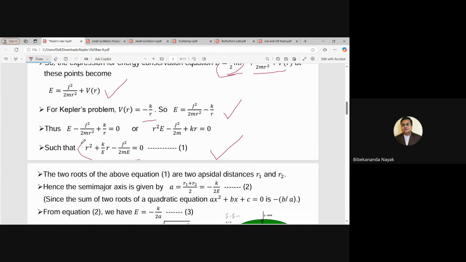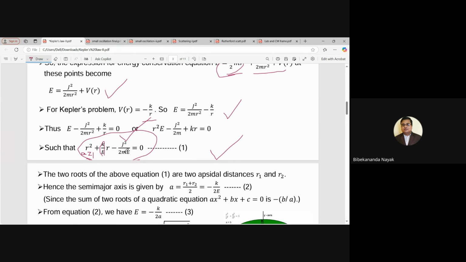So actually the roots of this equation give you two radii, because of r square, so there are two roots. It's a quadratic equation. It has two roots, and these two roots are basically the two radii, r1 and r2. Okay. So it is a quadratic equation. How do you get the solution? a x square plus b x plus c. So in place of a, here 1, b is k by E. This is your b. Then c, the root where?